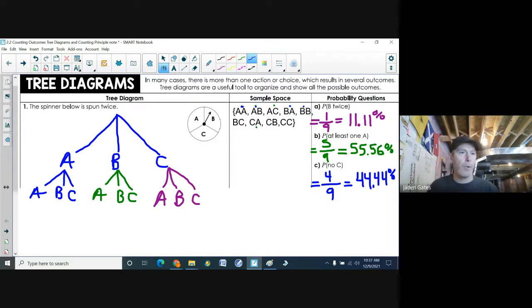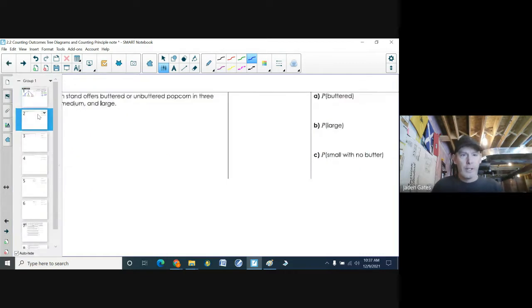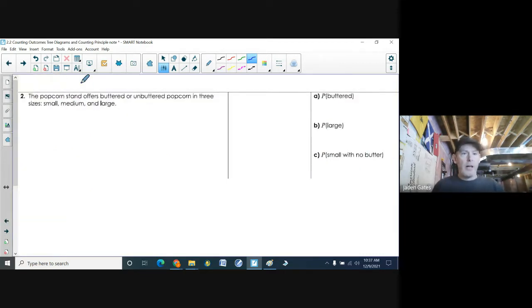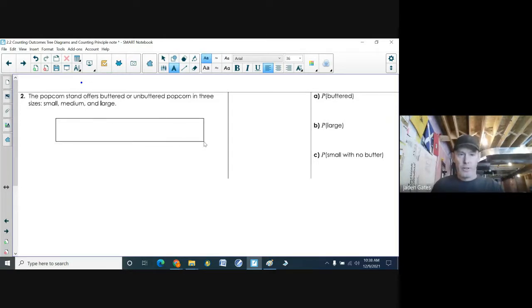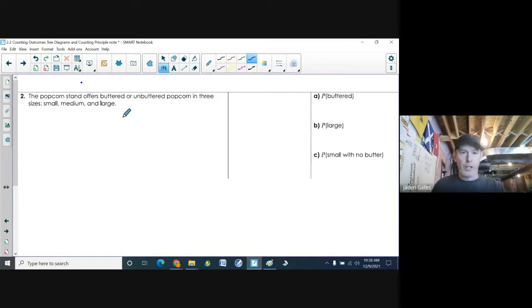So I'm going to do a couple more of those. Number 2: the popcorn stand offers buttered or unbuttered popcorn, but in three sizes: small, medium, or large. All right, so we're going to look at coming up with a tree diagram. Now, the first choice you have to make when you go to this popcorn stand is, let's see here, buttered. Hold on, we'll draw some branches here.